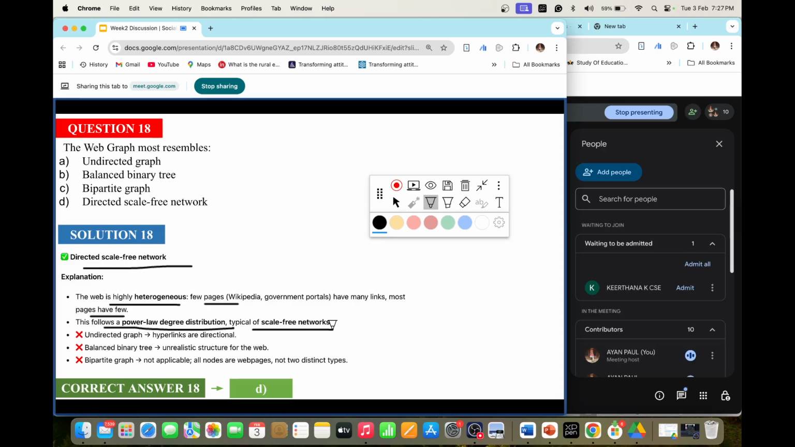Okay, so undirected graph: hyperlinks are directional. Balanced binary tree: unrealistic structure of the web. Binary tree means a hierarchy, so that also does not hold in this web graph. And then bipartite graph: not applicable. All nodes are web pages, not two distinct types. So option D is the correct answer over here. So this is the end of your case 3.